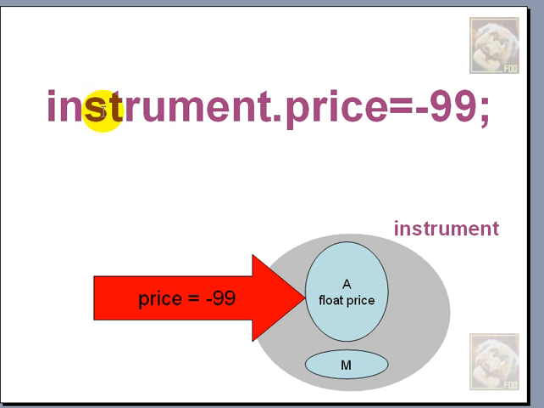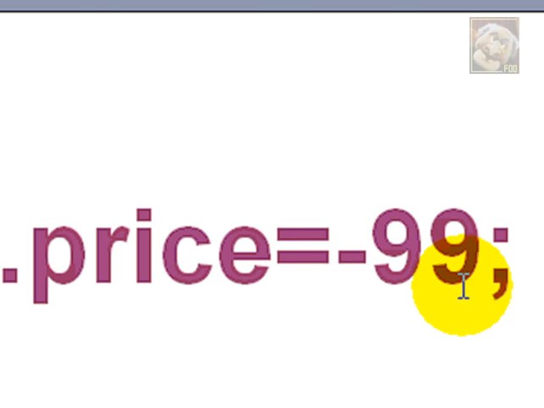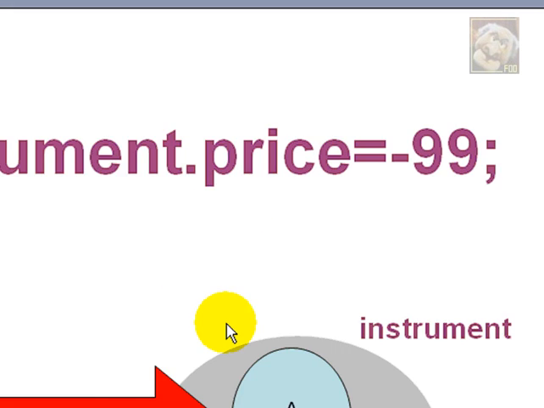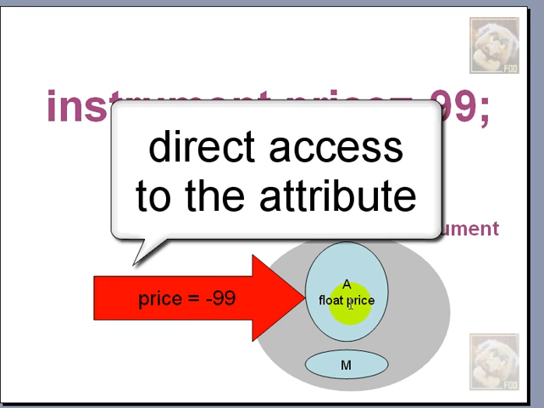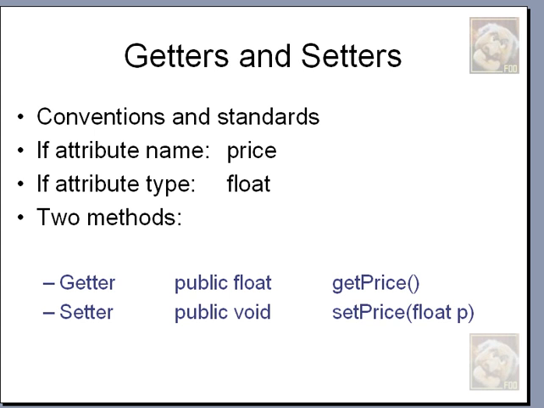Somebody might be trying to do this: use the ID of the object, then a dot, and then use the name of the attribute directly, changing its value. Price is not a method, it's the name of the attribute, so somebody is trying to directly access the attribute. This is not permitted, it's forbidden.